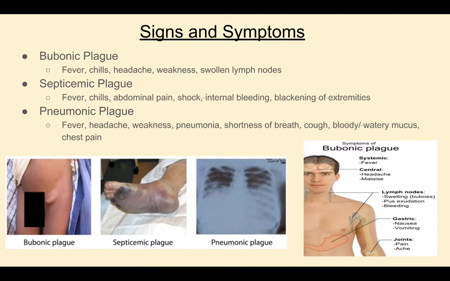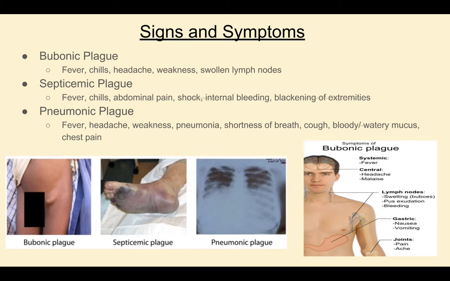This disease has many signs and symptoms, but it also takes the form of many diseases. There are specifically three types of diseases that this organism causes. The most commonly known is the bubonic plague. Next is the septicemic plague, and lastly, pneumonic plague. All three of these have very similar symptoms, including fever, chills, and headaches. The bubonic plague specifically causes the person to feel extremely weak and have swollen lymph nodes, specifically in the groin and armpit area.